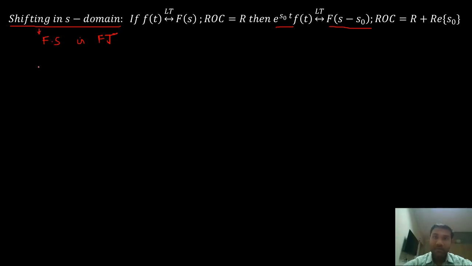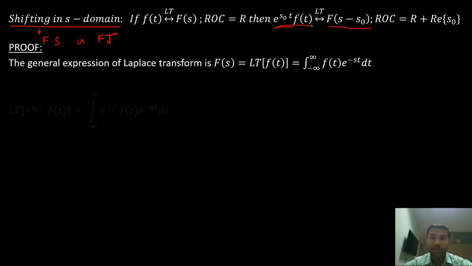So we'll take the Laplace transform of the time domain signal here, e power s naught t into f of t, right? When we take the Laplace transform of this signal, how can we write it? We'll write it as integration minus infinity to infinity, the signal that is present here, that is e power s naught t into f of t multiplied with e power minus st dt.